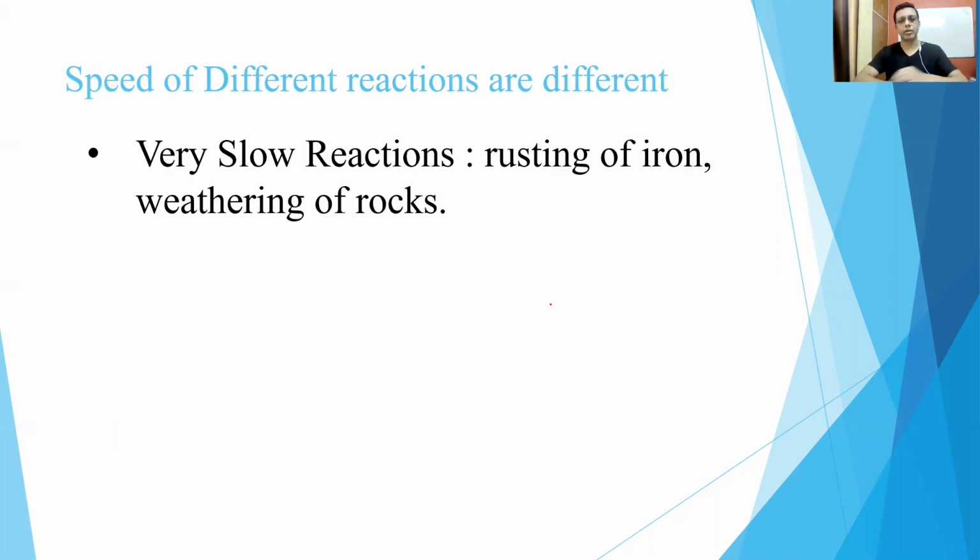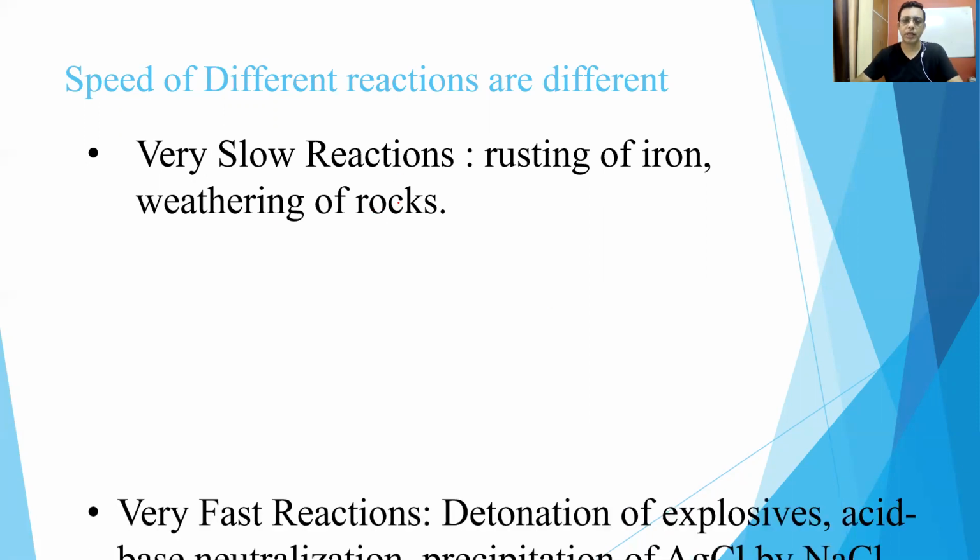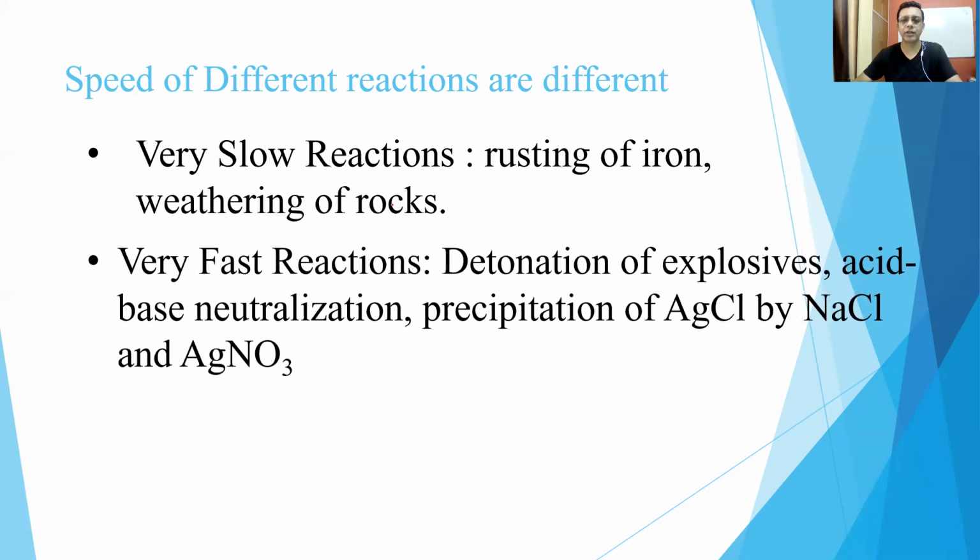Very slow reactions, like rusting of iron. Not only rusting of iron, but corrosion of any metal in the atmosphere is a slow process. Weathering of rock is a slow process. There are some reactions that occur very fast, like detonation of explosives. Explosives react at a very fast rate.